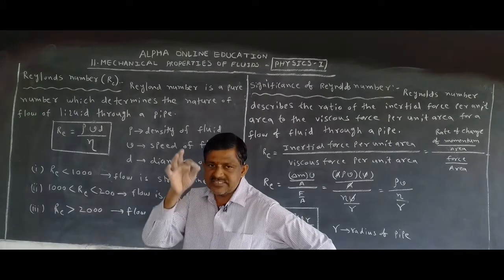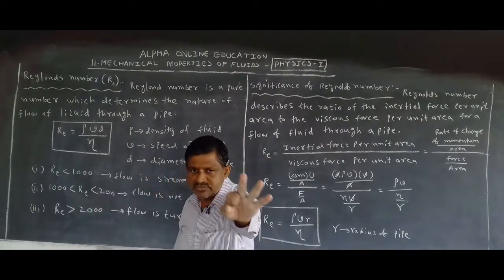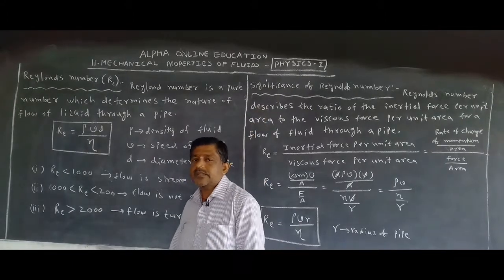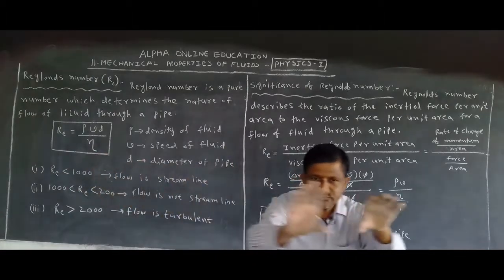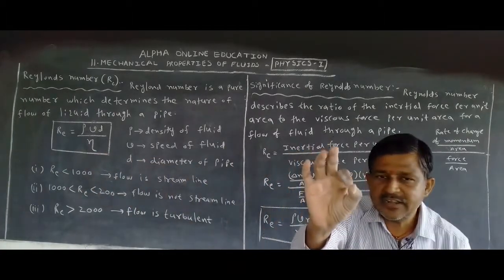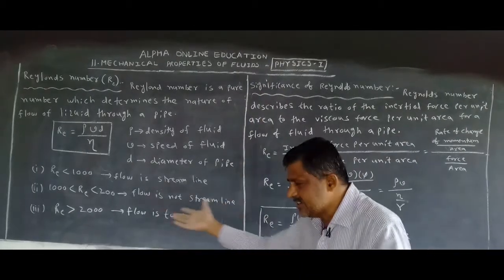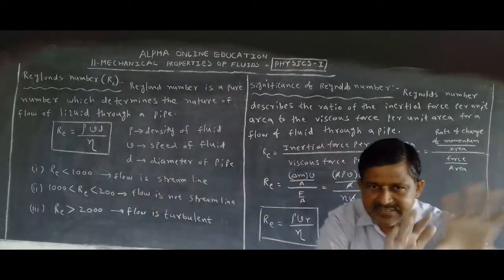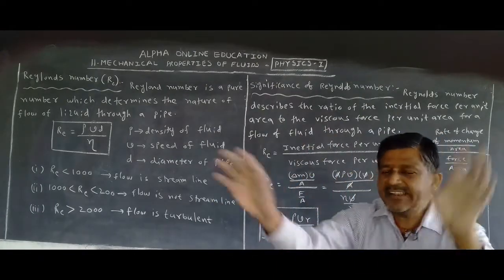Now he has suggested the numbers. Reynolds number less than 1000. When the liquid flows through the pipe and the Reynolds number value is less than 1000, we can say the flow through the pipe is streamline. Velocity neither increases nor decreases.